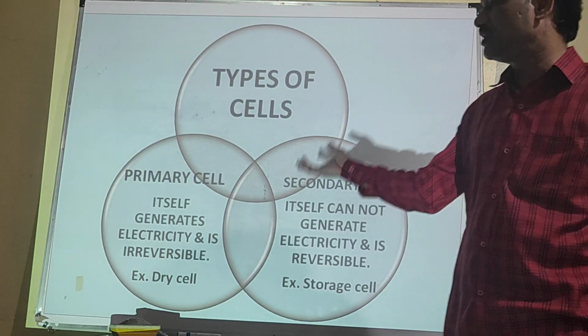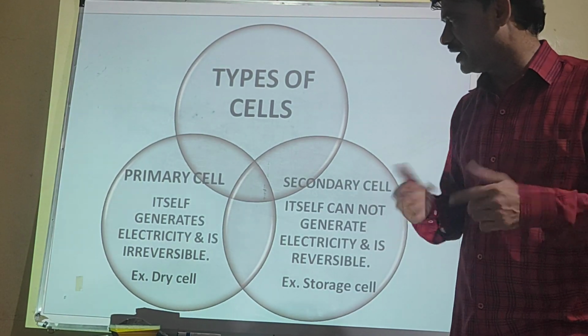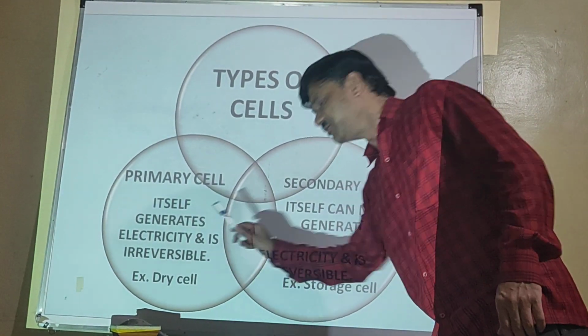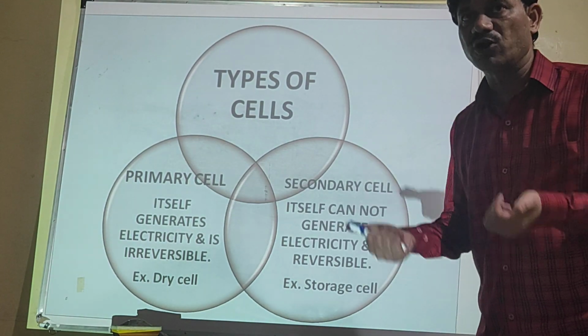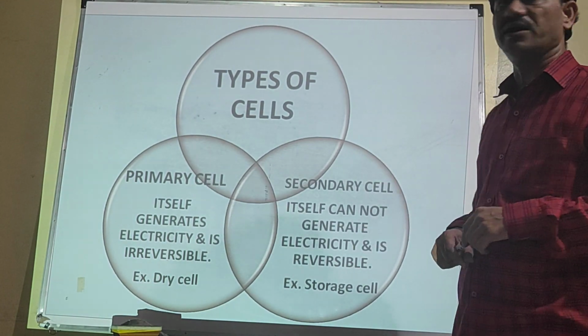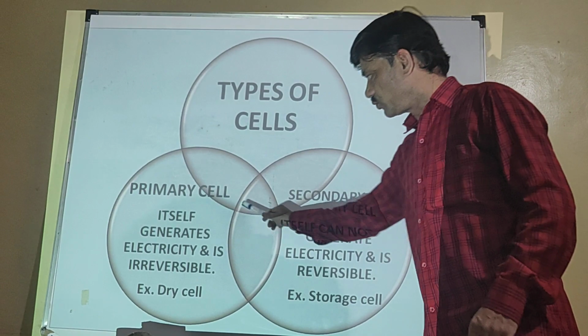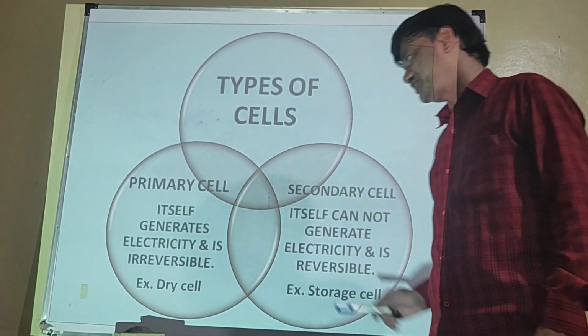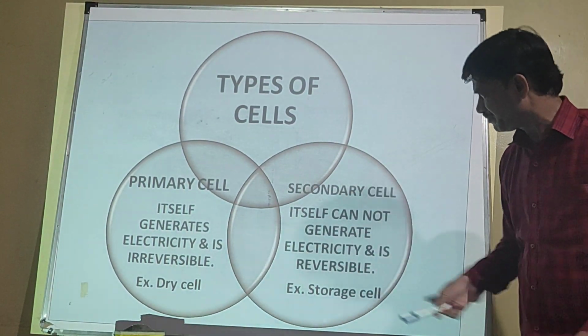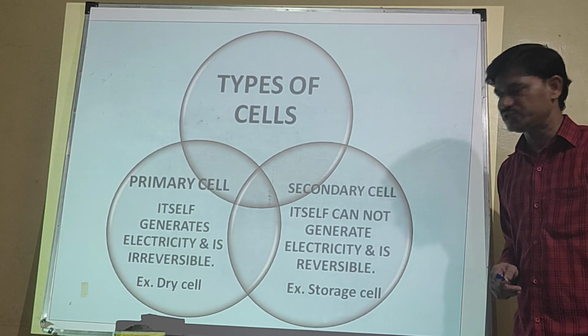A cell which itself generates electricity. And it is what type of cell? Irreversible. It means it cannot be charged and used again and again. So such a use and throw type of cell is called a primary cell. What is an example? Dry cell. What about the last one? Secondary cell.